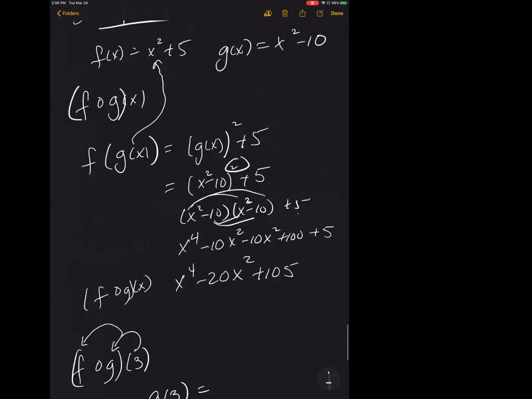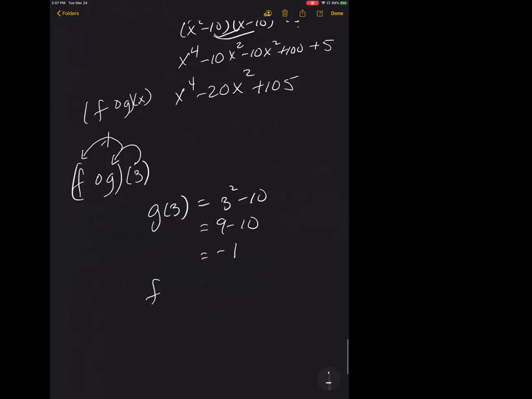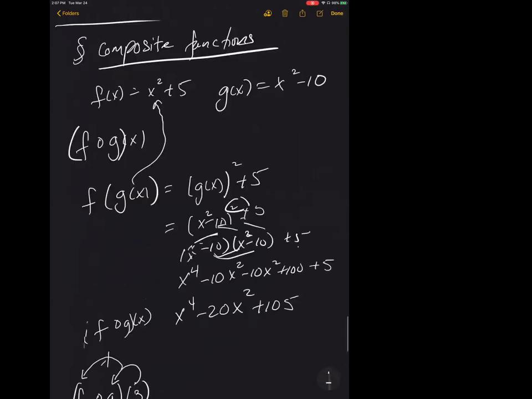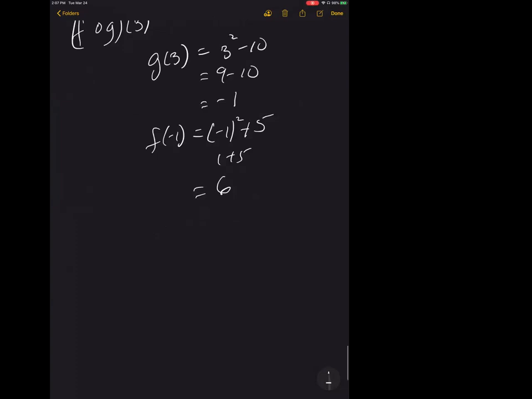is 3 squared minus 10. 9 minus 10 equals negative 1. I take negative 1 and I plug that into f. So I find f of negative 1. x squared plus 5. So that's going to be negative 1 squared plus 5. That's 1 plus 5. That is 6. Another example for the same two.